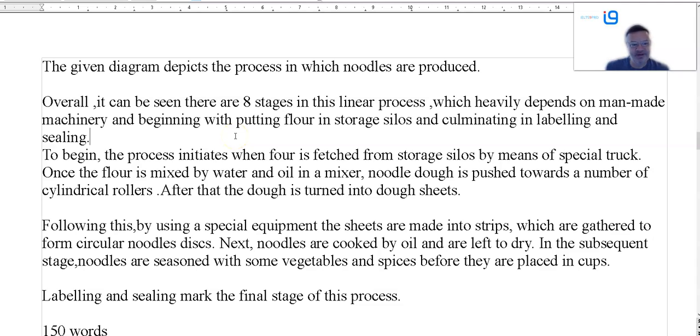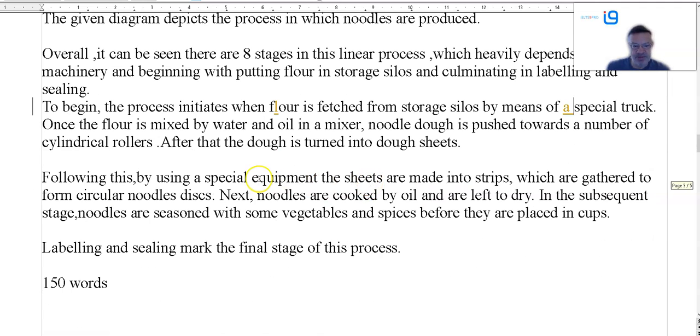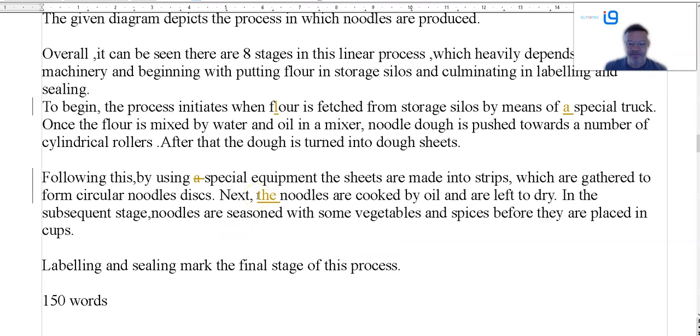Being input house, okay, to begin the process initiates when flour, by means of a special truck. Well, it's not a special truck, is it? It's just a truck. It's a lorry. Once the flour is mixed with oil, noodle dough is pushed towards a number of the balance of the dough into dough sheets. Following this, by using special equipment, well, okay, into strips which are gathered on the circular noodles. Oh, okay. Next, the noodles cooked in. Well, it isn't by, is it? It's in oil and then left to dry.